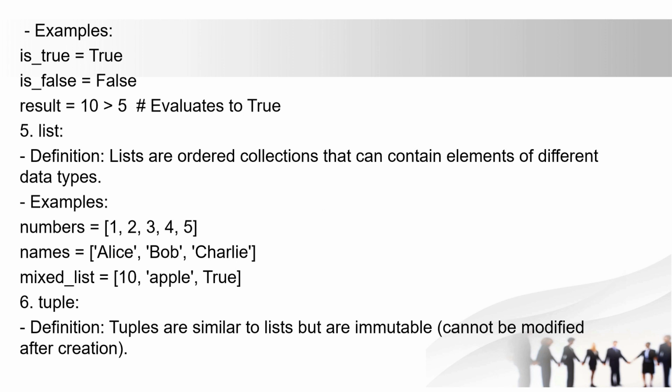Coming to ordering, a list is ordered; elements are stored in the order they are added. A tuple is ordered; it maintains the order of elements. A dictionary is unordered, with no guarantee of the order of elements.